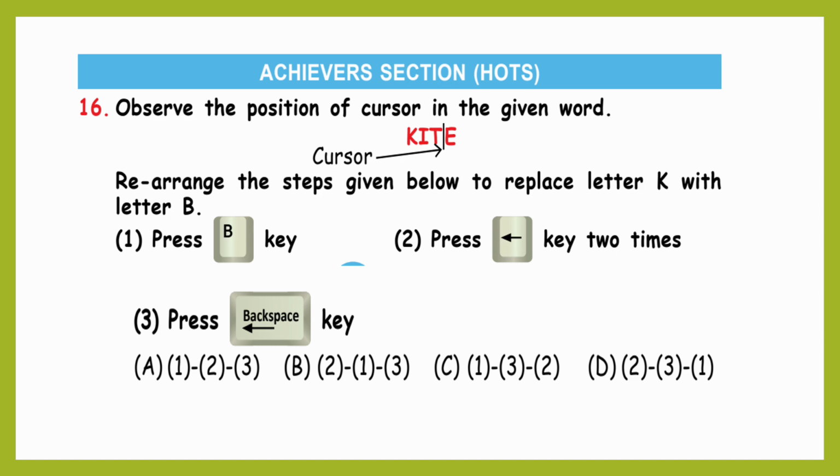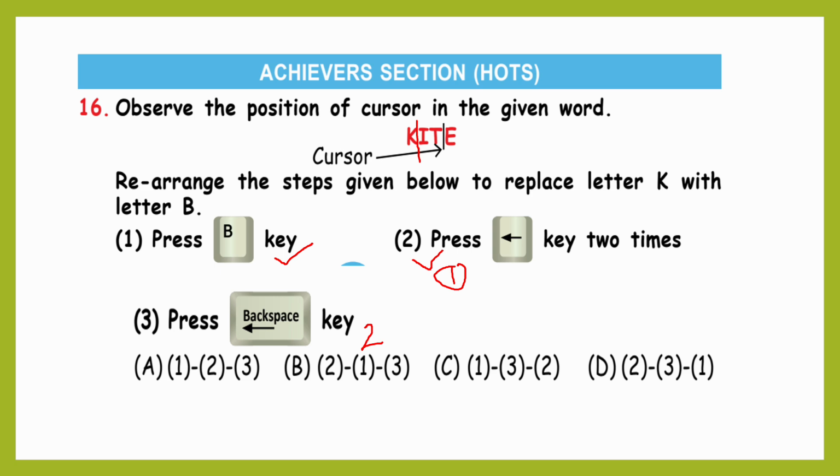So, first what we have to do? Press left arrow 2 times. So, this is the first step. First, press left arrow key 2 times. So, now the cursor will come here after K. Then, what we should do? Press backspace key. Then it will delete K. So, this is the second one. Then, we have to enter alphabet B.